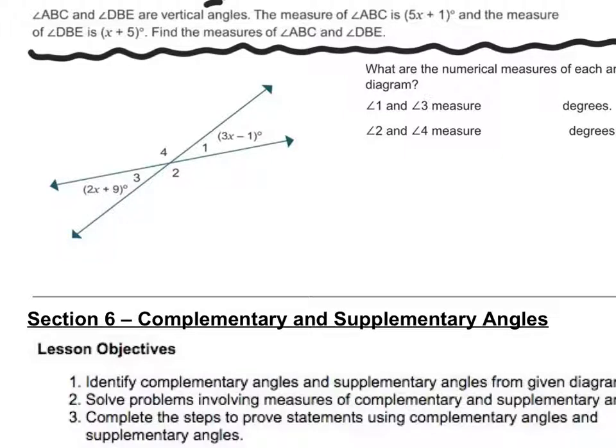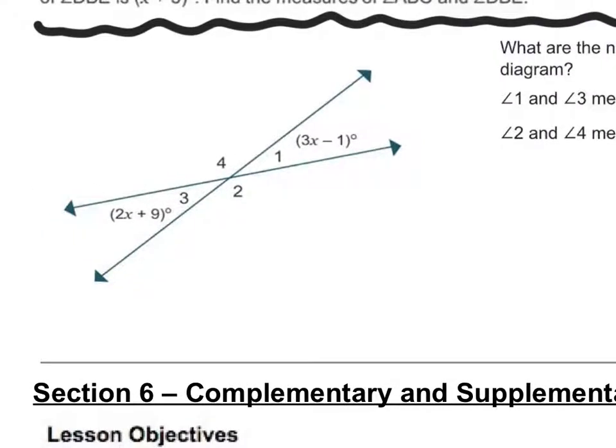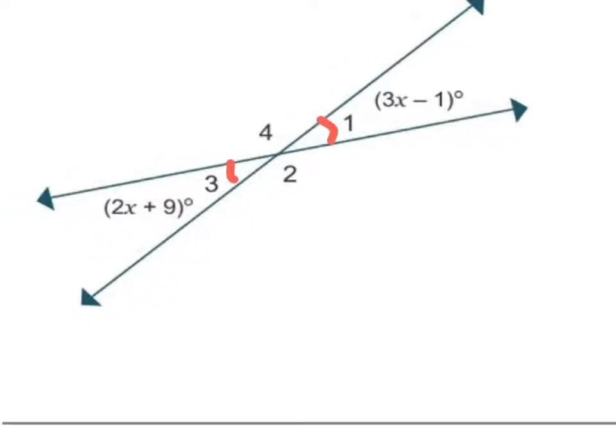It wants us to find what angle measures 1 and 3 are, and then what angles 2 and 4 are. Now here's what I know. These are vertical angles. Angle 1 and angle 3 are congruent. So if I wanted to set up an equation here, I can easily do that, and I can just say that 2x plus 9 is equal to 3x minus 1.